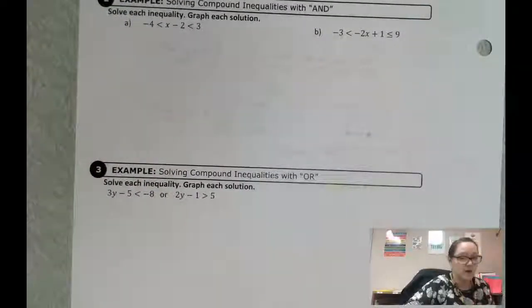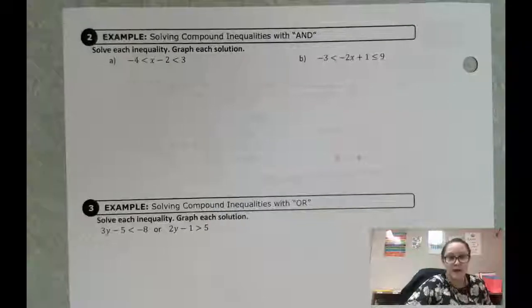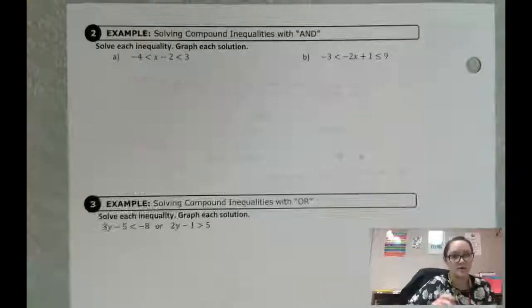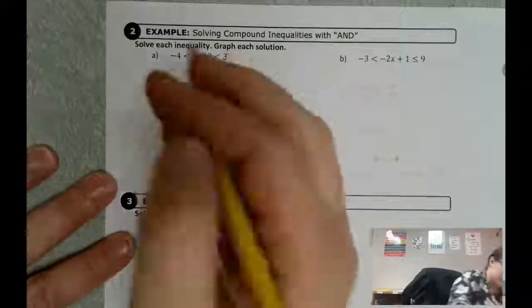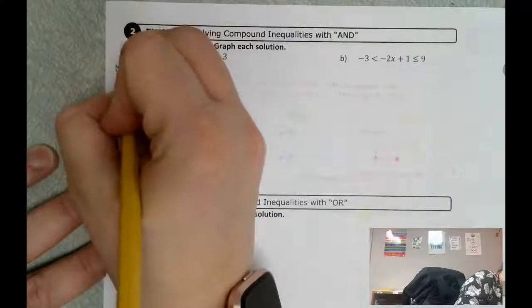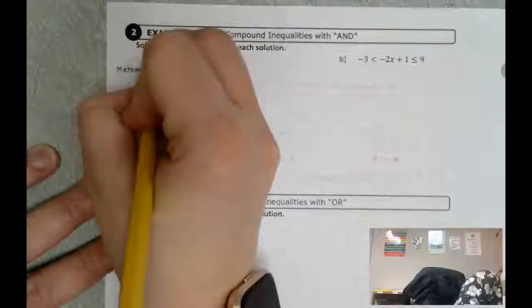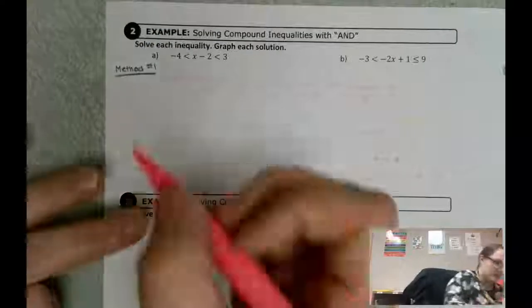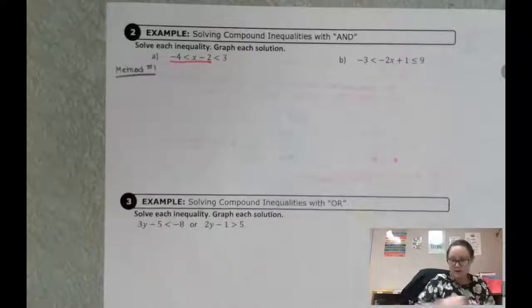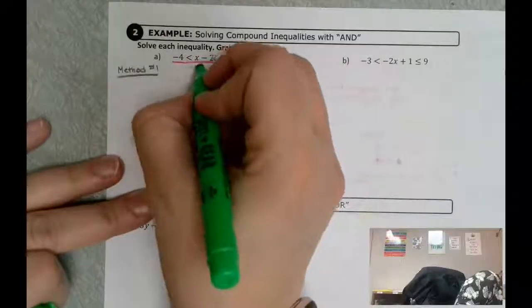In example 2. These ones, we know they're ands because it's all 1 inequality. So there's 2 ways you can actually solve this. The first way is to split them up. Okay, this method I don't like as much because it's more writing, but it tends to be easier for students to understand. So remember, we technically have 2 inequalities here. I have this one that I highlighted in pink, and then this one that I'm underlining in green.